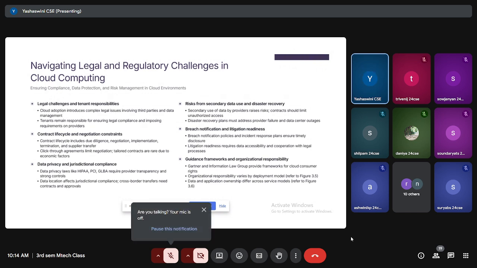Then coming to the guidance for framework or organizational representative, you should be able to understand the information law that is given by Gartner. This framework will clearly help you to understand what the cloud consumer rights are. Depending upon that, if a particular thing is not done in a better way, or if it is violated, then you have to use a different deployment model, so that the data or the application ownership will not differ across the service models. So this is regarding the guidance of the framework.